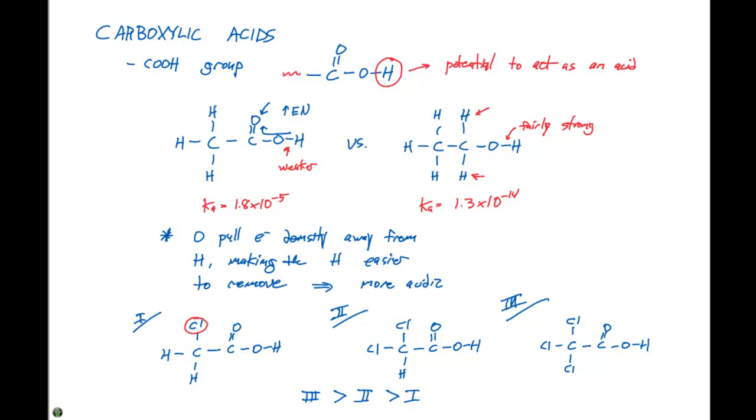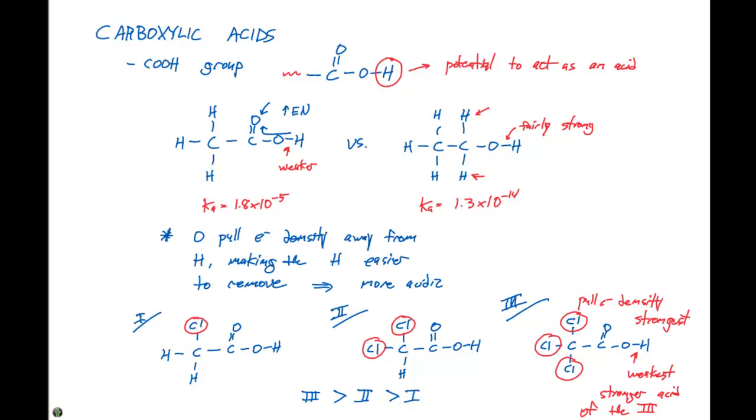Here the chlorine is very, very electronegative, so it's going to pull the electron density towards it. Okay? In the second molecule, we have 2 chlorines to pull the electron density. And in the third molecule, we have 3 chlorines pulling away electron density. So here, we're going to pull electron density the strongest. And again, by pulling the electron density away from the OH bond, that means that this OH bond is going to be the weakest, and therefore it's going to be the stronger acid of the 3 in comparison.